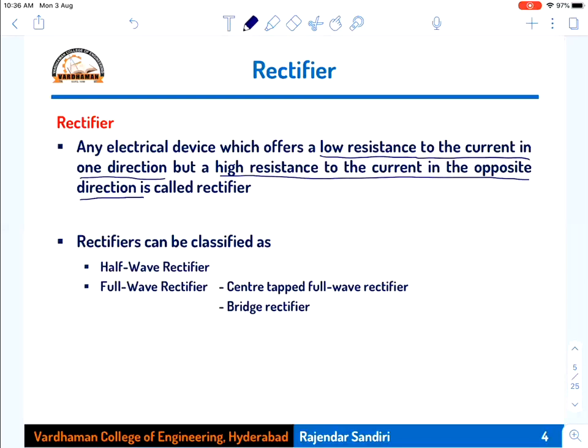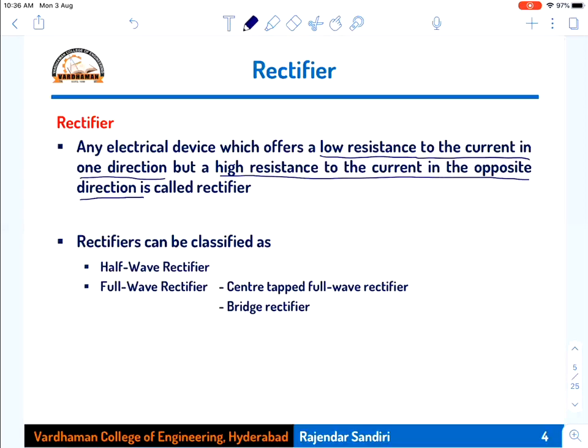A diode, when forward biased, has low resistance, and when reverse biased, has high resistance. Such a device, which offers low resistance to the current in one direction and high resistance to the current in the opposite direction, is called a rectifier. So here the diode is a rectifier. Okay, so the diode has such a property.